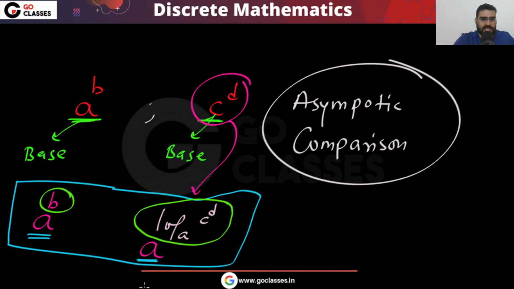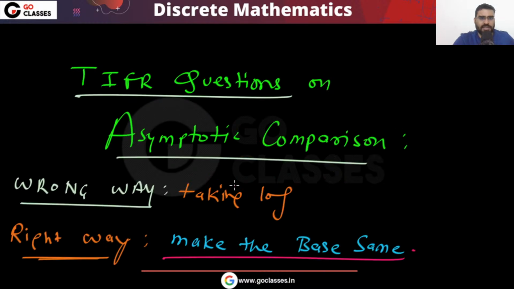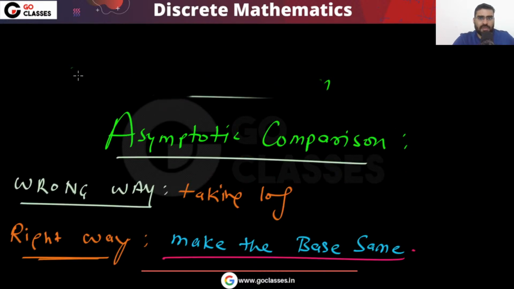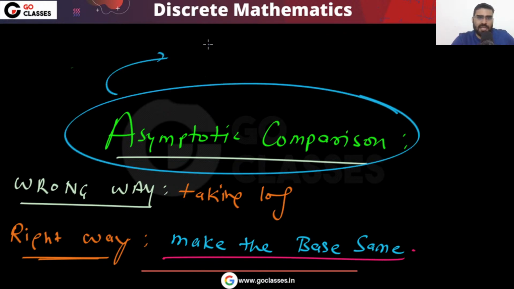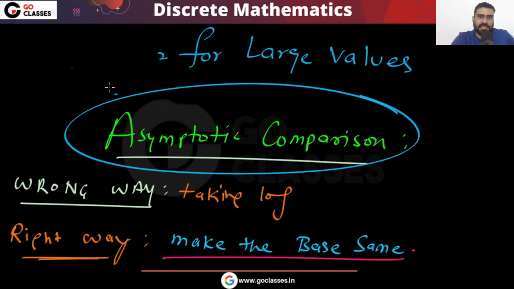This method, did you understand? Now you can see you have the same base. So this is what I'm saying: whenever you want to do an asymptotic comparison, that basically means comparison for large values. That automatically means that you are comparing for large values. So this asymptotic comparison is equivalent to comparison when you have large values.